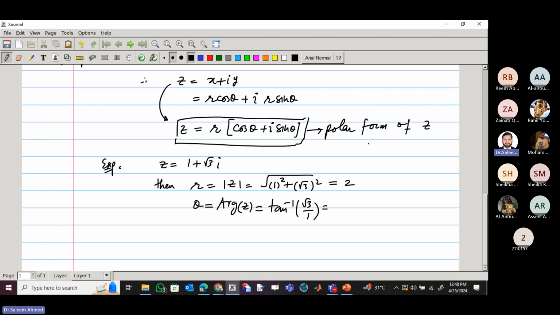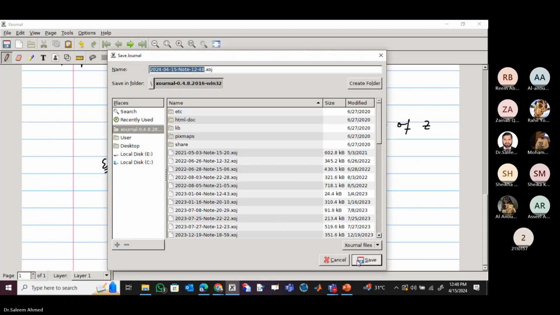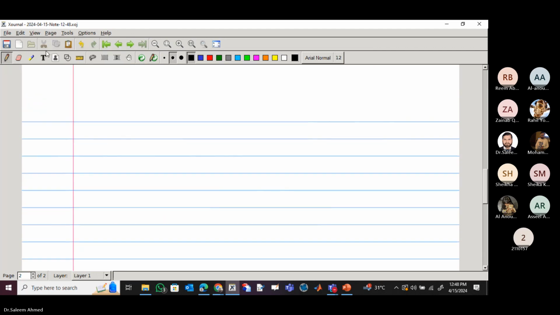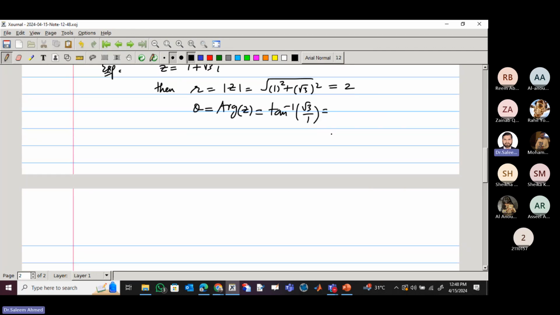So if you do that, it will be tangent inverse square root of 3, which is, I think, pi by 60. 60, yes. Let me check. Tangent inverse square root of 3 is 60 degrees. Pi by 3.